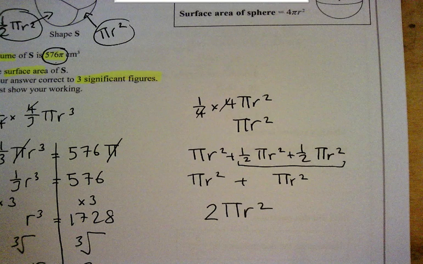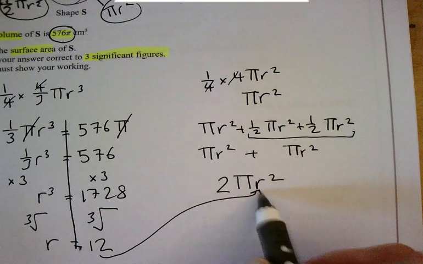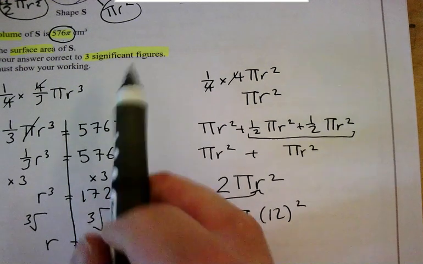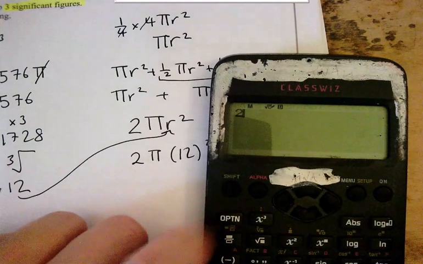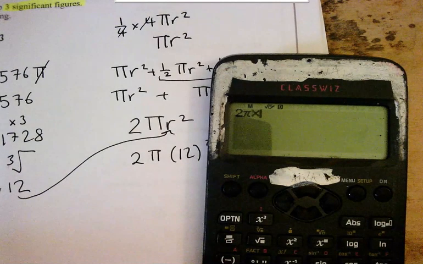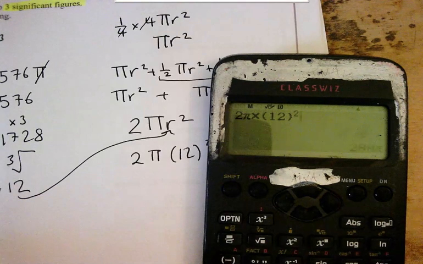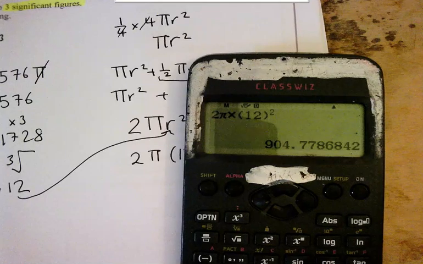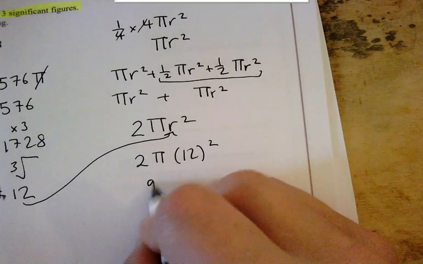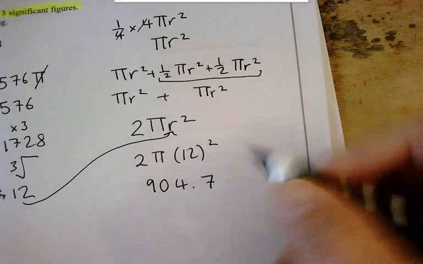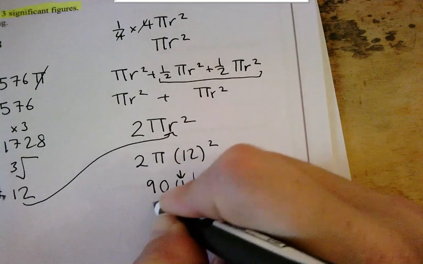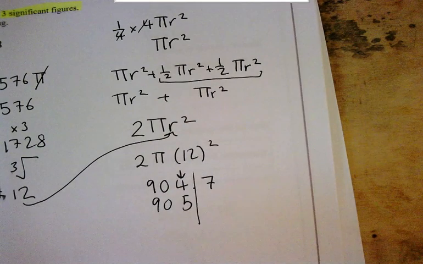I'm now going to sub in my radius. So we've got 2 pi times 12 squared. They want it to 3SF, so I'm going to type that into my calculator. It gives me 288 pi, but they want it to 3SF, so 904.7, which to 3SF, that's my third significant figure, that would round to 5, so it'd be 905.